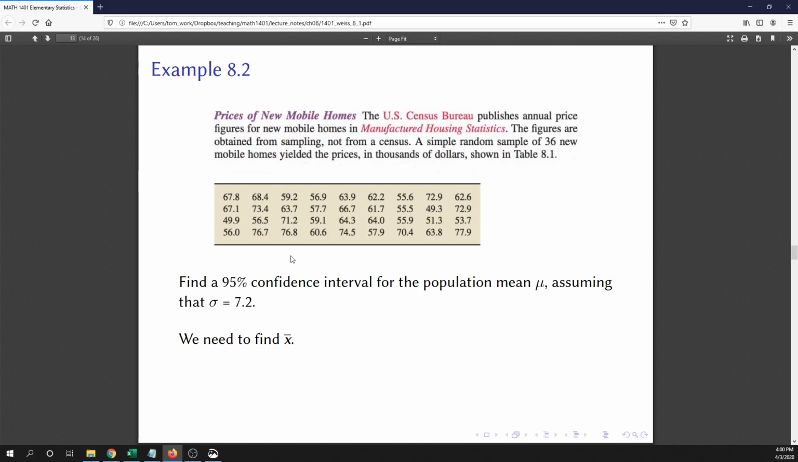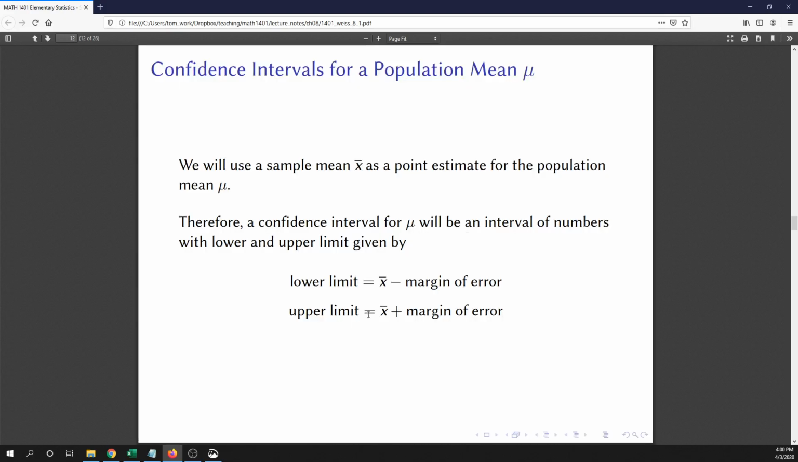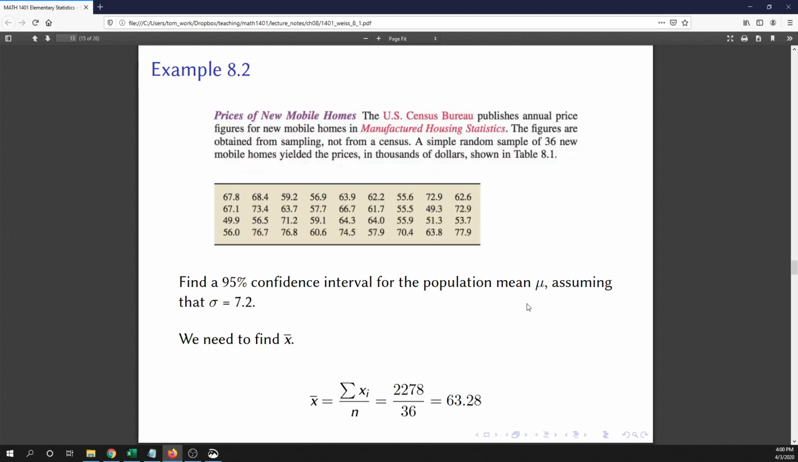First off, to build a confidence interval, we know that the confidence interval is given by x bar minus the margin of error, x bar plus the margin of error. So we need to calculate x bar. I already did that. We would add all these numbers up and divide by how many you have, which is 36, and we would get 63.28 for the mean.